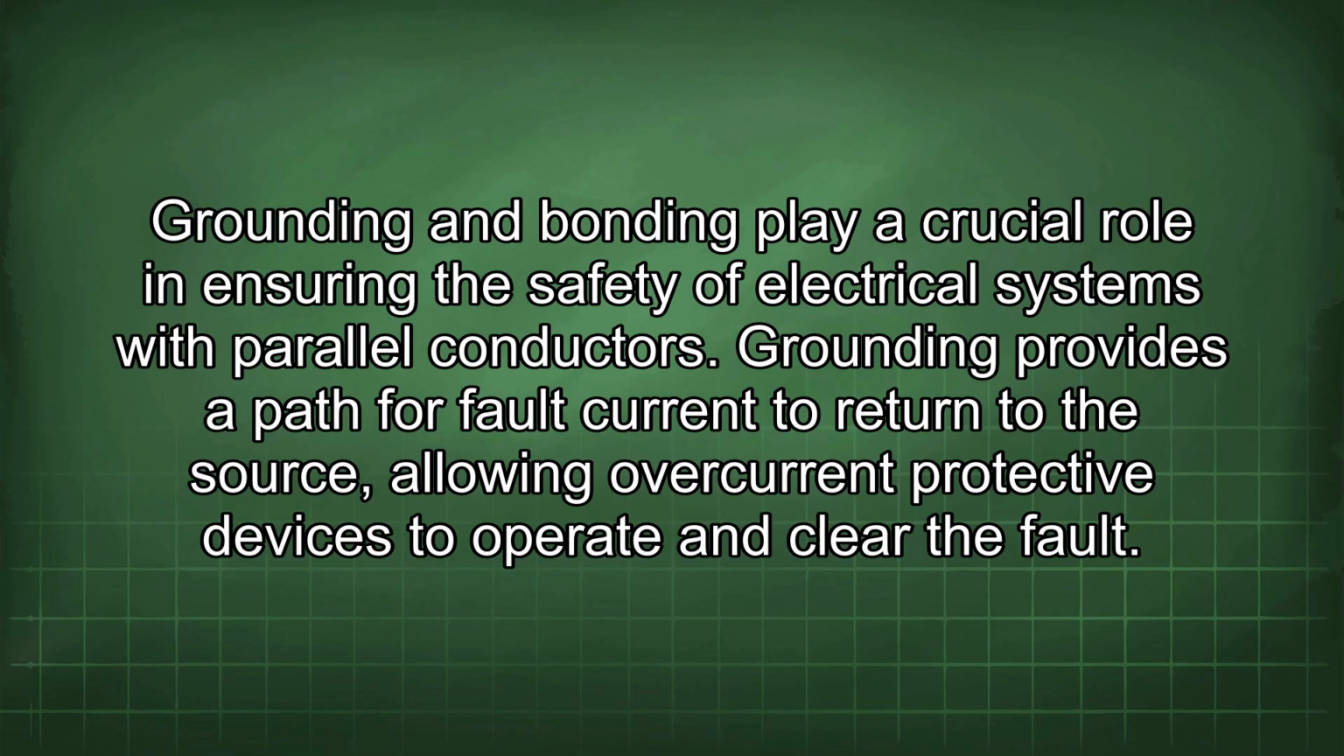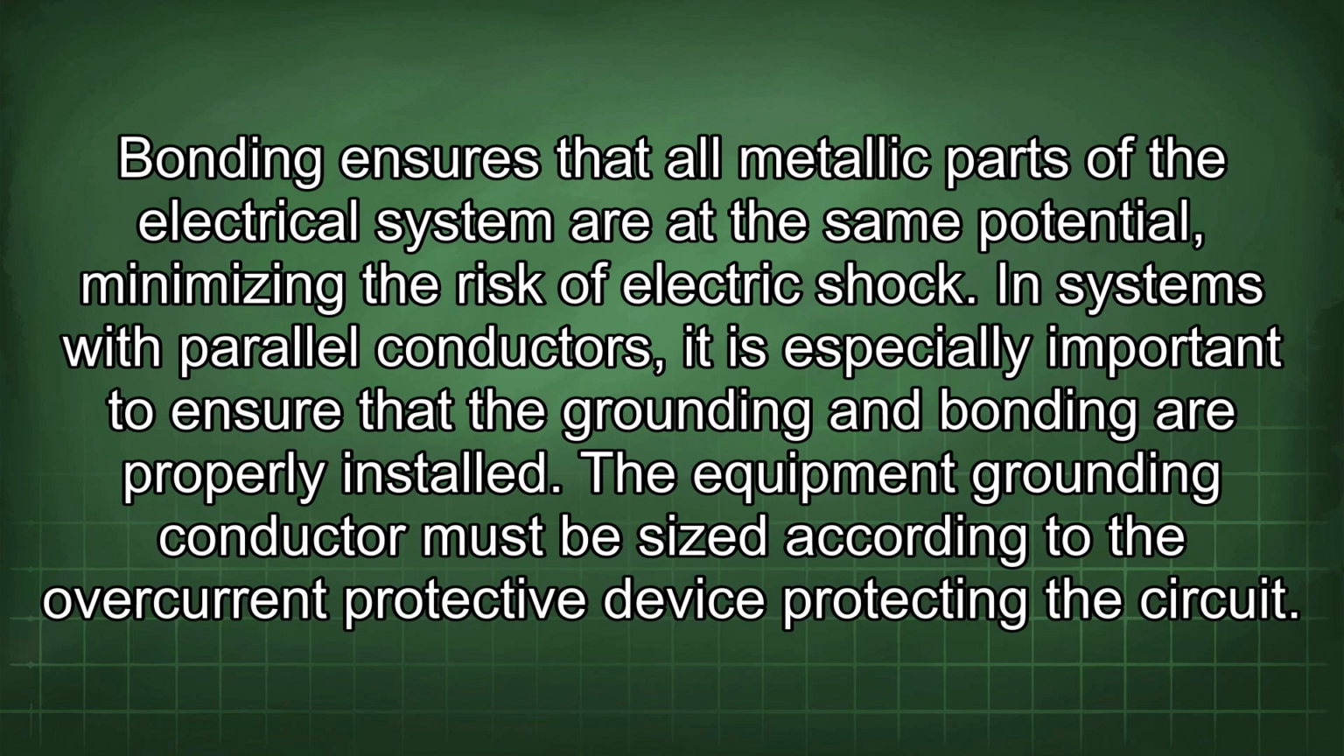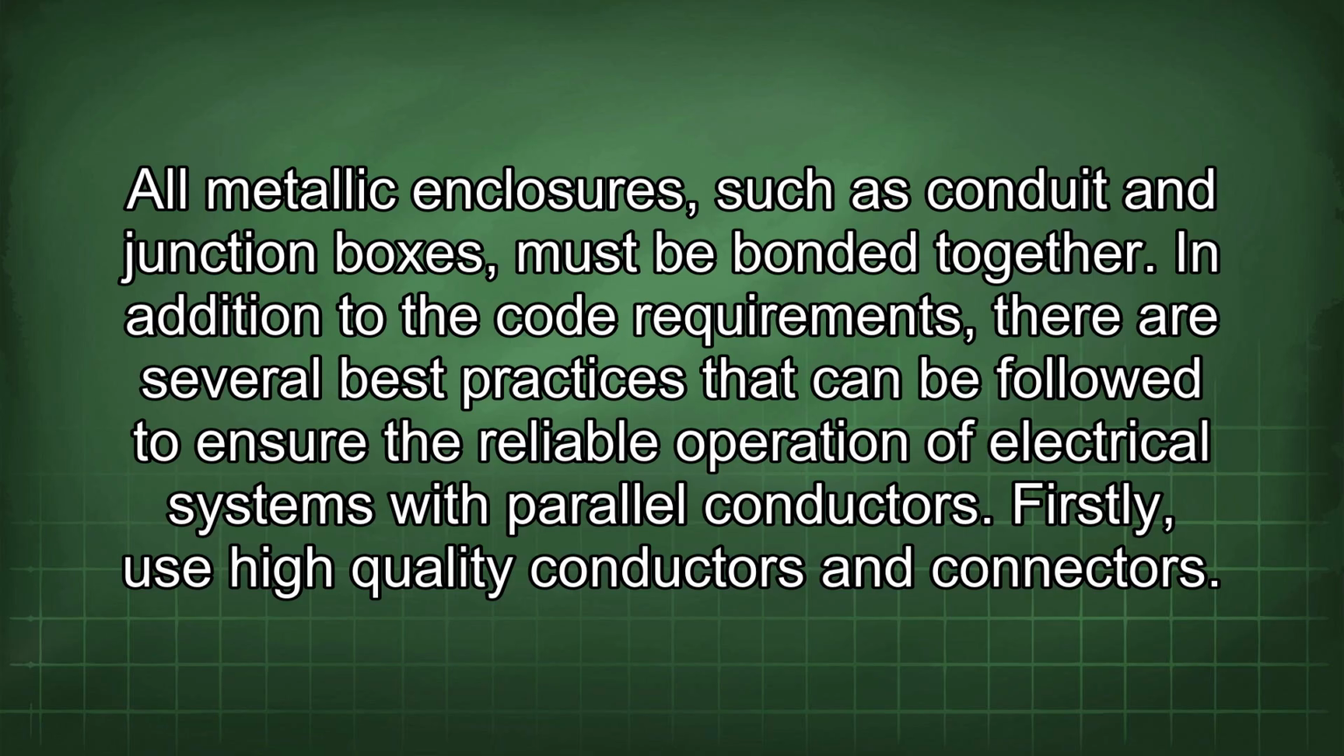Grounding and bonding play a crucial role in ensuring the safety of electrical systems with parallel conductors. Grounding provides a path for fault current to return to the source, allowing overcurrent protective devices to operate and clear the fault. Bonding ensures that all metallic parts of the electrical system are at the same potential, minimizing the risk of electric shock. In systems with parallel conductors, it is especially important to ensure that the grounding and bonding are properly installed. The equipment grounding conductor must be sized according to the overcurrent protective device protecting the circuit. All metallic enclosures, such as conduit and junction boxes, must be bonded together.